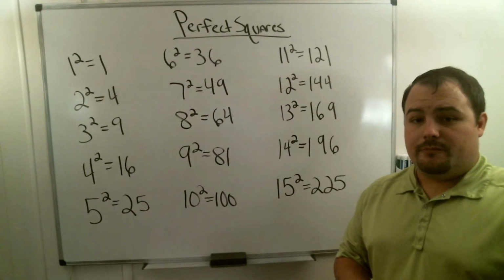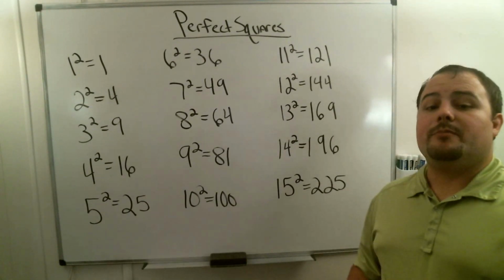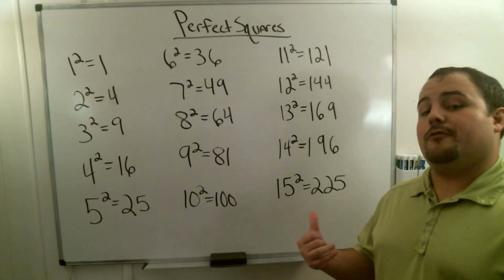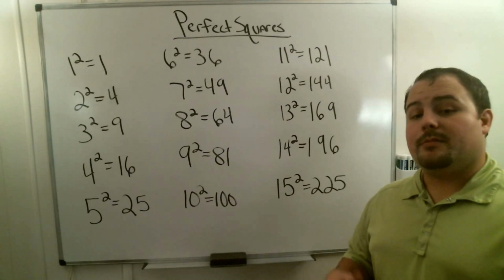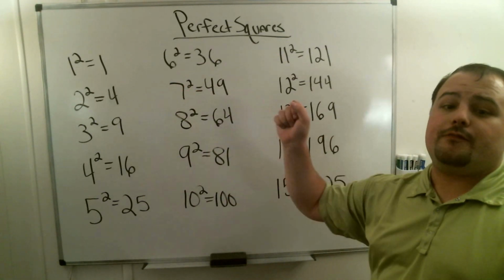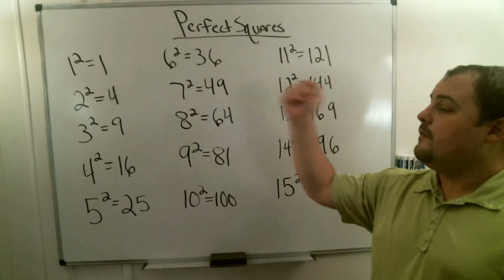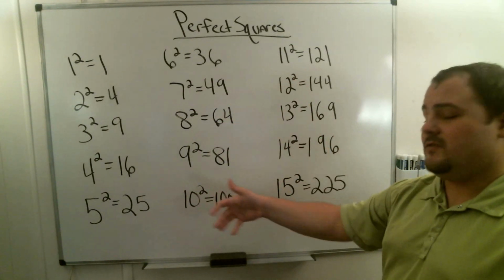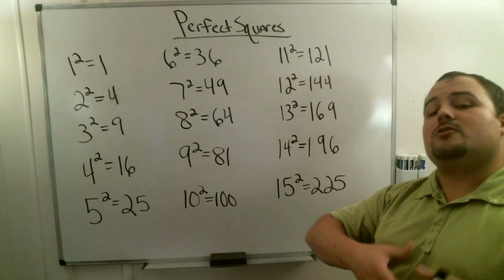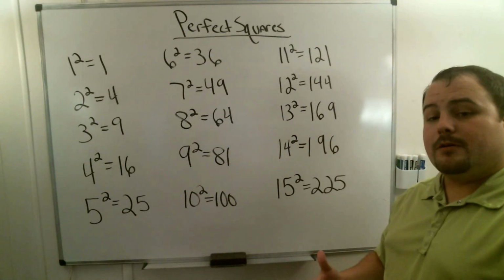Here we have our list of perfect squares. Make sure you copy them all down. I would like you to know, or if you could, memorize 1 through 15. Now I know some of you probably know some of these. 1 times 1, that's 1. 2 times 2, that's 4. 3 times 3, that's 9. 4 times 4, 16. 5 times 5, 25. And they continue on.